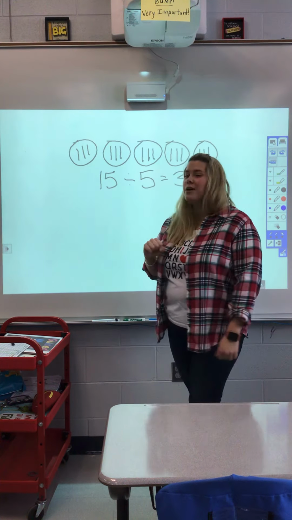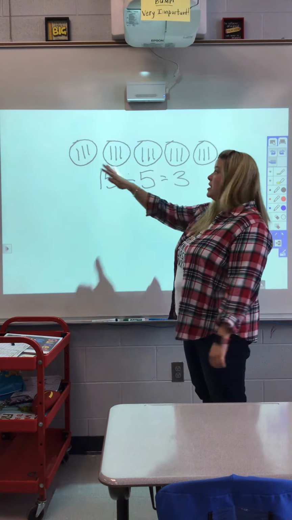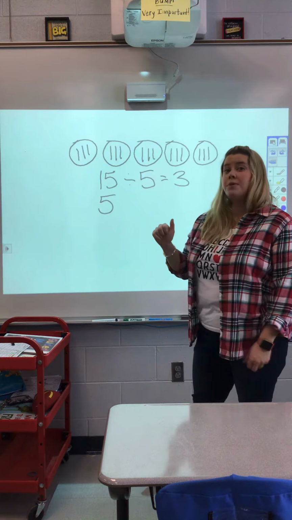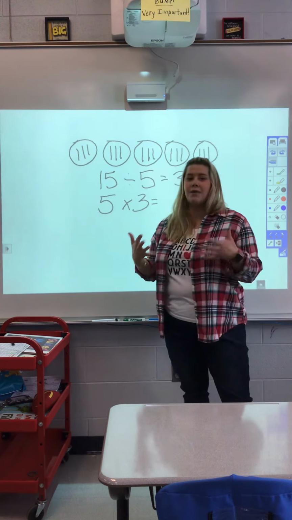Did you get that right? Hopefully. What about your multiplication sentence? What did you write for it? Well, I know I start with how many groups I have, so that's 5, times how many in each group? 3, and that equals how many total?